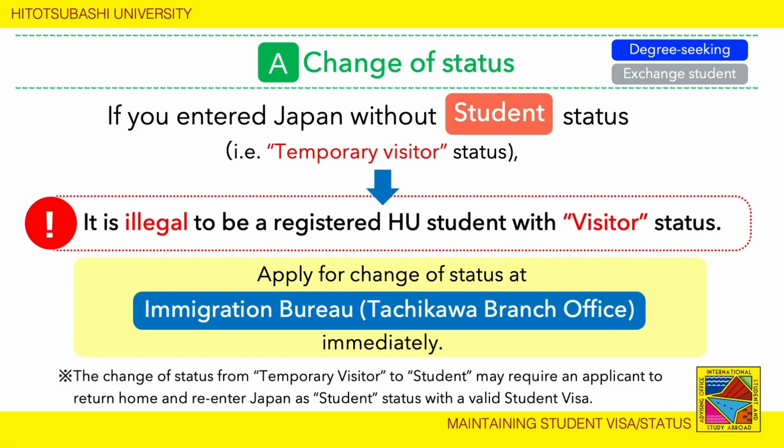Okay, now some students come into Japan with temporary visitor visas just because they didn't have enough time to get the visas processed. If you're in one of these situations, please go talk to the immigration office in Tachikawa and seek the change of status to student immediately. Now, sometimes, depending on your situation, you might be asked to go home once and then come back to Japan with the proper status. So please go talk to them and get your situation straightened out.